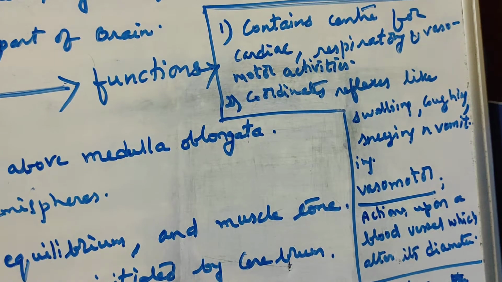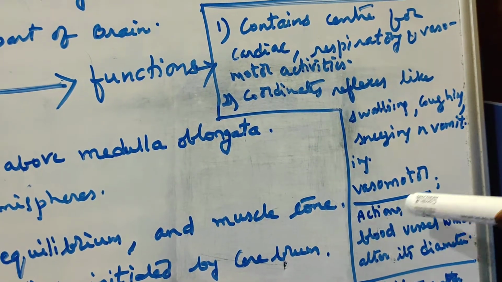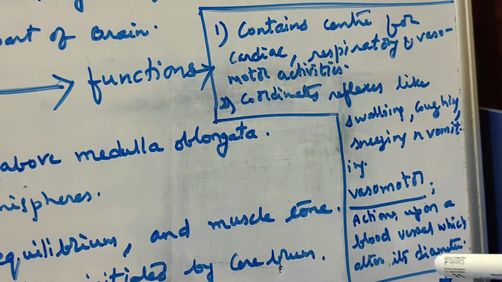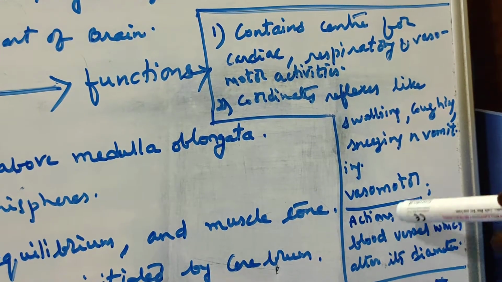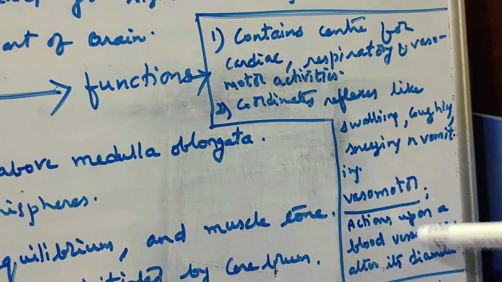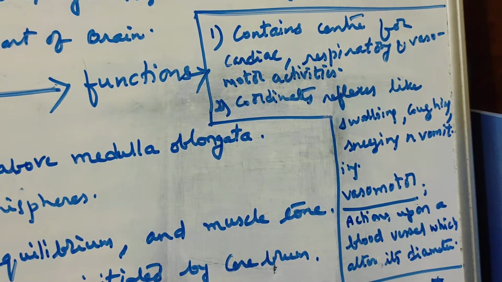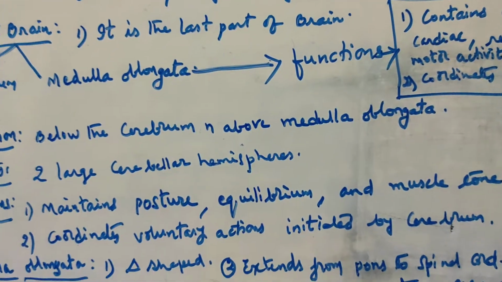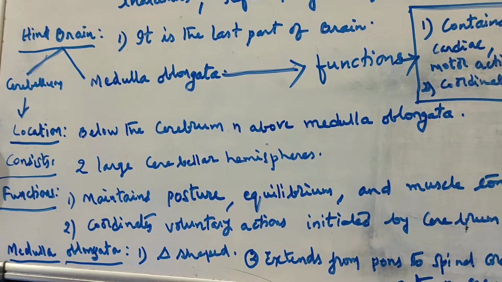Now let us see what is this vasomotor. Vasomotor is nothing but actions upon a blood vessel which alter its diameter, because the blood vessel diameter will sometimes be contracted and sometimes expanded. It dilates and constricts, both these things are done, and those actions are called vasomotor actions. So this is also done by the medulla oblongata, and this is the main function of the medulla oblongata. Next I can continue.